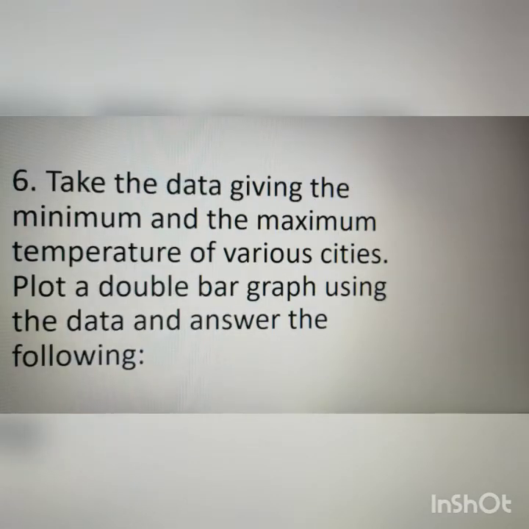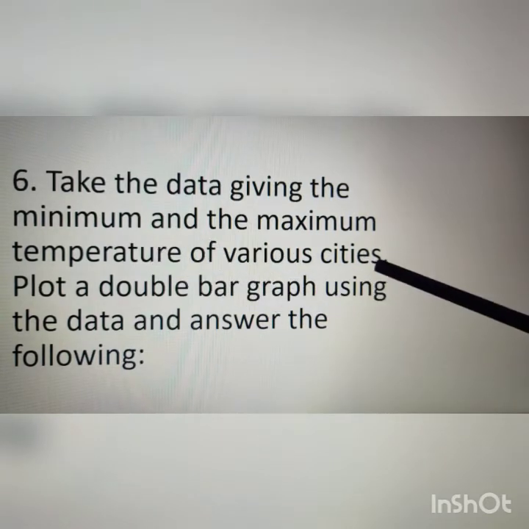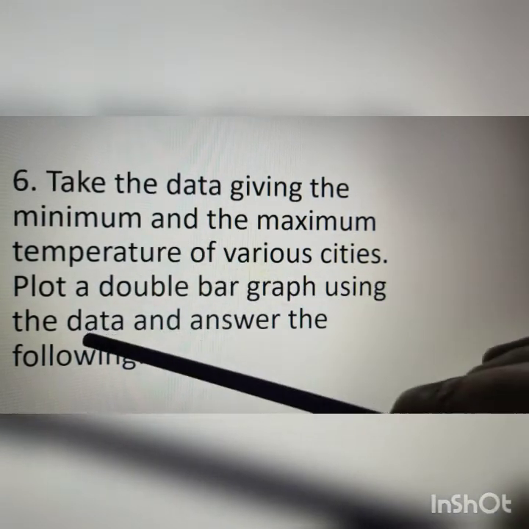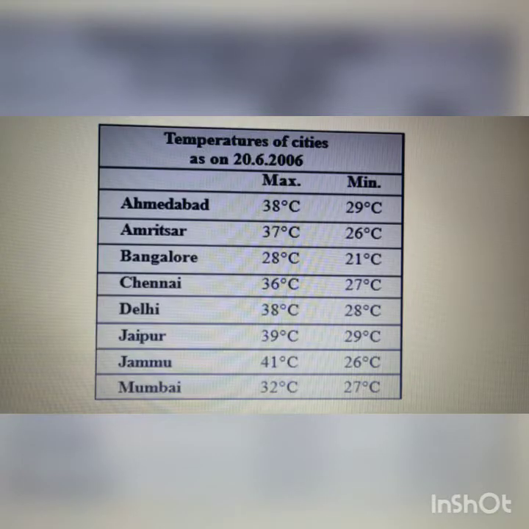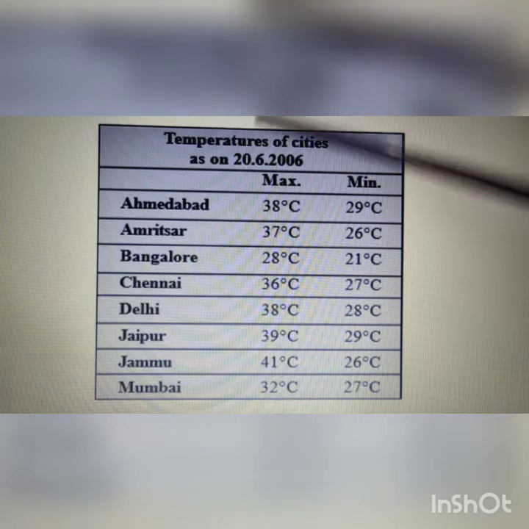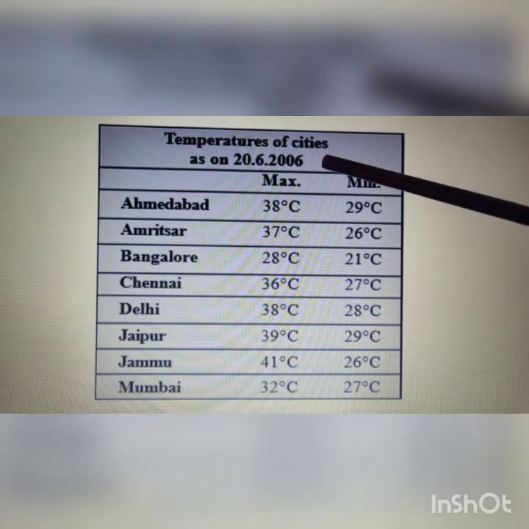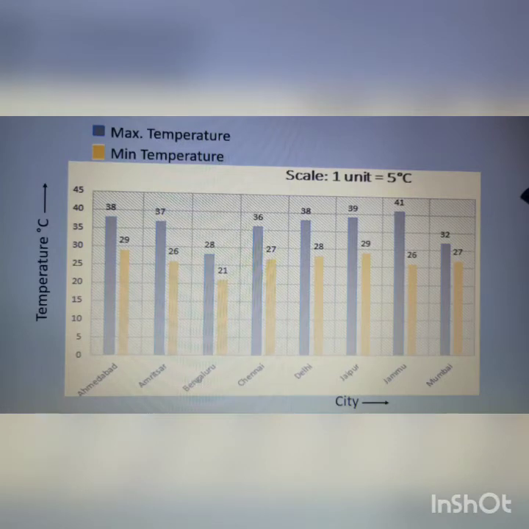Question number 6. Take the data giving the minimum and maximum temperature of various cities. Plot a double bar graph using the data and answer the following. The maximum and minimum temperature of different cities on the given date is provided. With the help of this data, we have to plot a double bar graph. Here is the double bar graph representing the temperature of different cities.